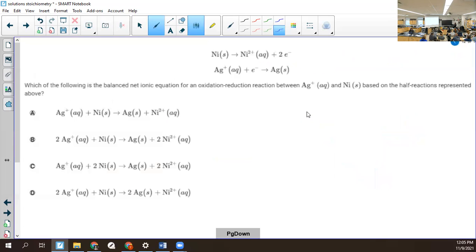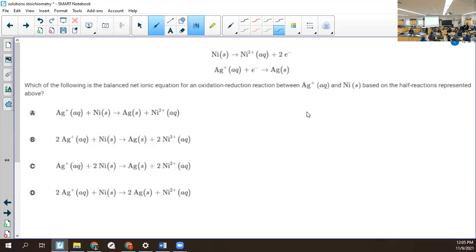Okay, here we go. Next. These are all taken from previous AP tests. They may or may not be on your test. Here we go. Which of the following is the balanced net ionic equation for an oxidation reduction reaction between silver, or Ag+, and Ni solid based on the half reactions represented above? So much easier to do this if you don't talk while I'm talking.